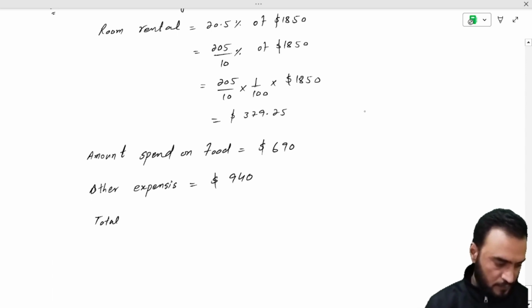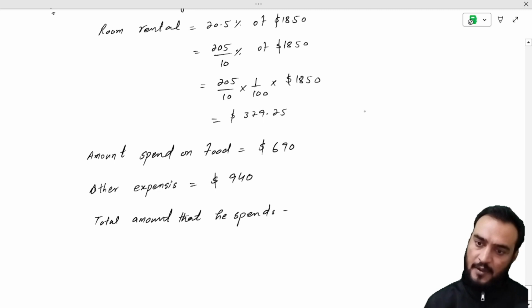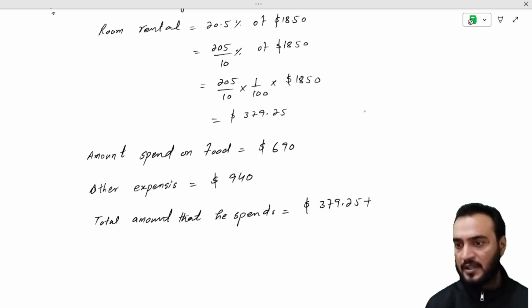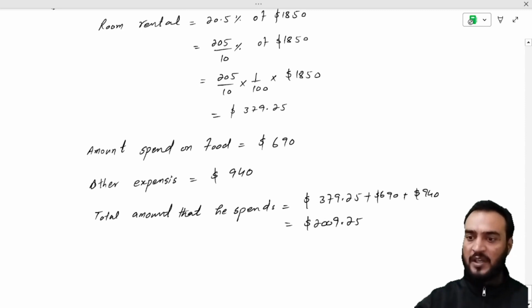So the total amount that he spends is equal to number one, room rental, that is 379.25, plus amount spent on food, $690, plus amount spent on other expenses, $940. So adding these three amounts we get 2009.25. This is the total amount he spent.